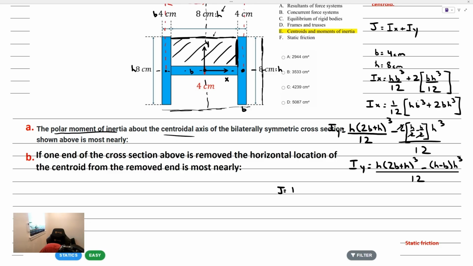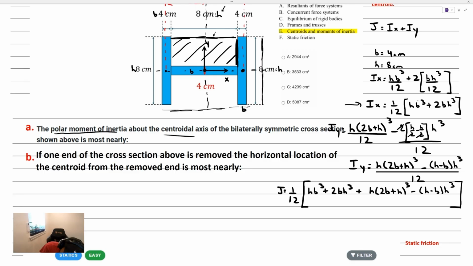of Ix and Iy. We're going to have a 1/12 on the outside here. We have hb cubed plus 2bh cubed. I just wrote down the Ix term here. And then we're going to add the Iy term, which is h multiplied by 2b plus h cubed.